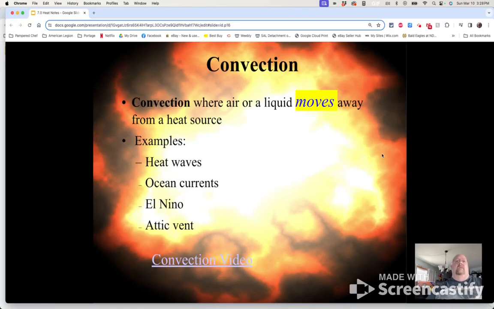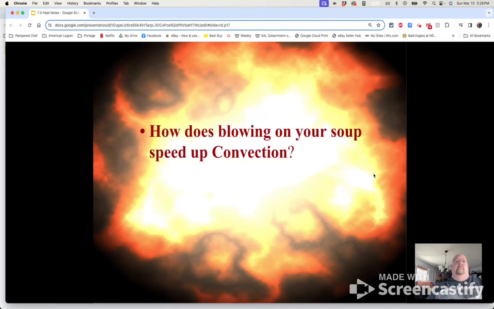Second one, convection. This is where air or liquid moves away from a heat source. Some examples of this would be heat waves, ocean currents, El Nino, or even an attic vent in your house. So, how does blowing on your soup speed up convection? Right, it cools off the top layer faster. When the top layer is cool, the warmer liquid from below floats to the top in a circular pattern, convects up to the top, and the cooler falls to the bottom of the bowl, cooling it down.